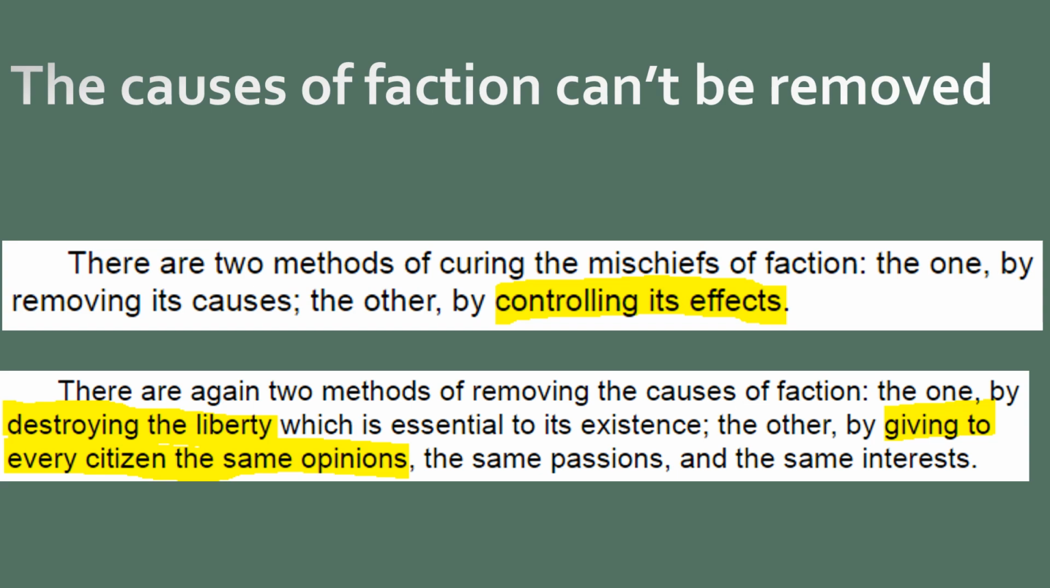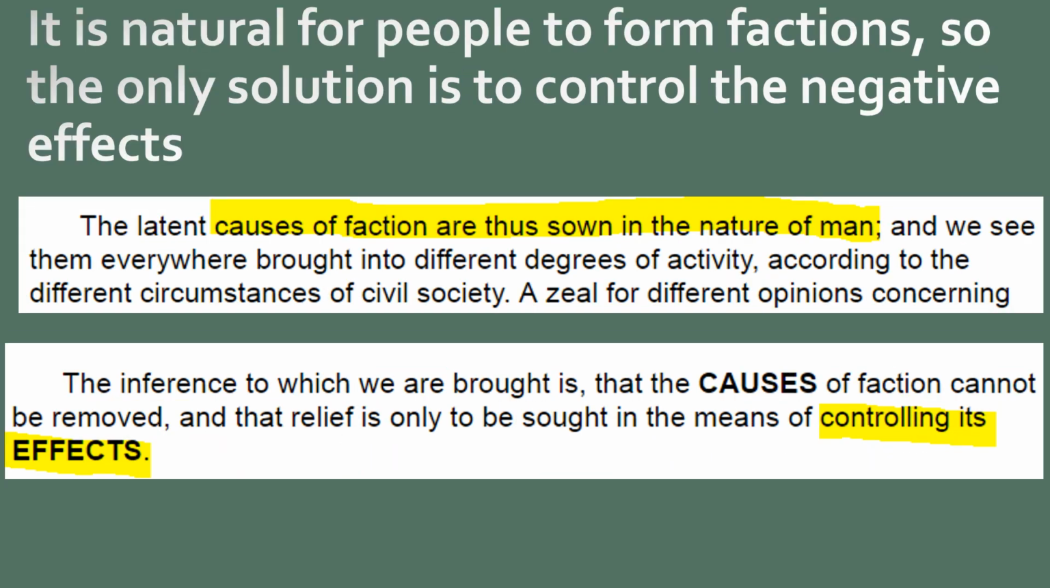Or we could give every citizen the same opinion. That's not realistic either. So he essentially says you cannot remove the causes of faction. That's what he's getting at with these couple of sentences here. So, again, just one more sentence about why you can't get rid of this. He says the latent, or the hidden behind-the-scenes, causes of faction are thus sown into the nature of man. That means that they are natural.